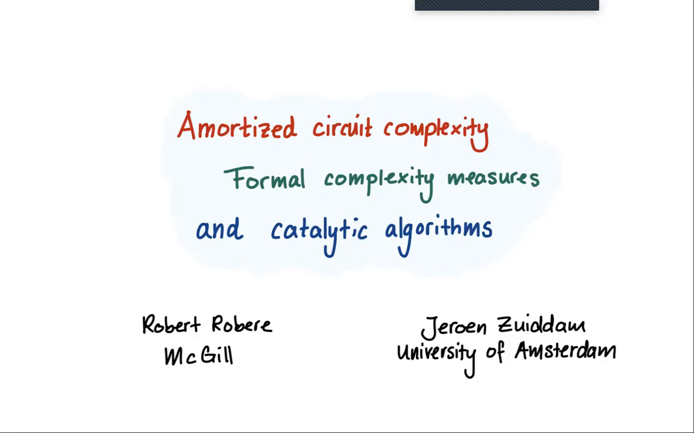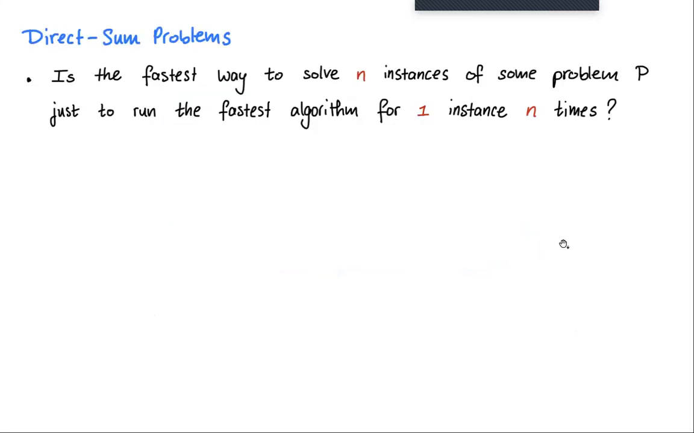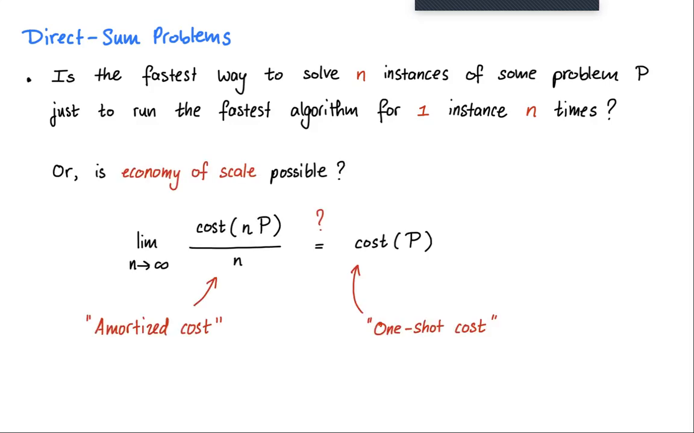Welcome to this talk. I'm going to talk about our paper that's called Amortized Circuit Complexity, Formal Complexity Measures, and Catalytic Algorithms. At a high level, our paper is about a class of problems that's called direct sum problems. And these problems are about the following kind of question. Namely, is the fastest way to solve n instances of some problem P just to run the fastest algorithm for a single instance n times? Or is economy of scale possible?